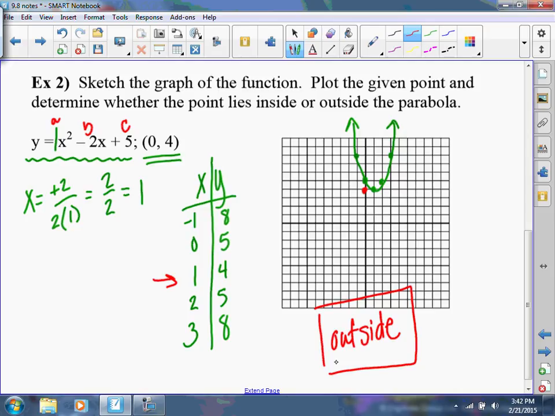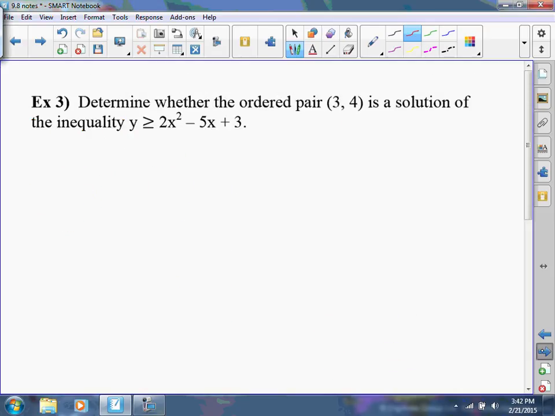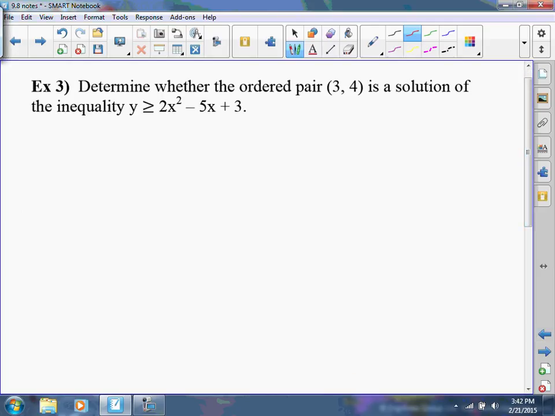And this kind of leads us into our next example where we're going to do this with an inequality. So we're going to determine if the ordered pair is a solution to the inequality. And again, you could graph this and see if the point was inside or outside the parabola, if it was in or outside that shaded region. But we could also do this just by substituting. So remember, the 3 is our x and the 4 is our y in our ordered pair. So I can substitute those values right into our inequality.